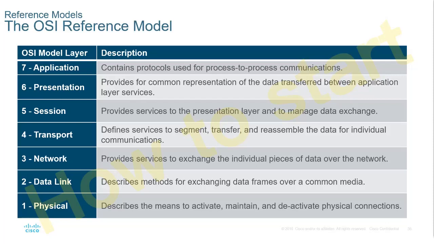Session provides services for the presentation layer and manages data exchange. Transport will define services for segmenting, transferring, and reassembling individual communication links. The network layer provides services to exchange individual pieces of data over a network. Data link describes the method for exchanging data frames over a common media, and physical describes the means to activate, maintain, and deactivate physical connections for digital communication. Don't worry, we have later lessons coming up that will break this down even further.